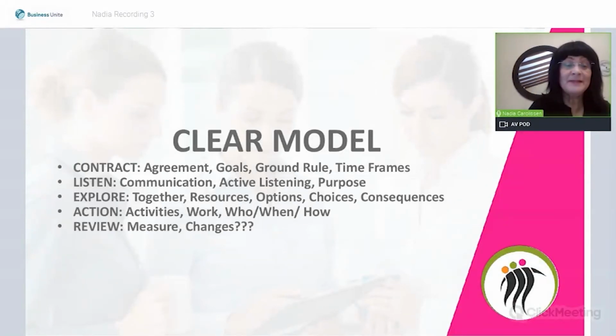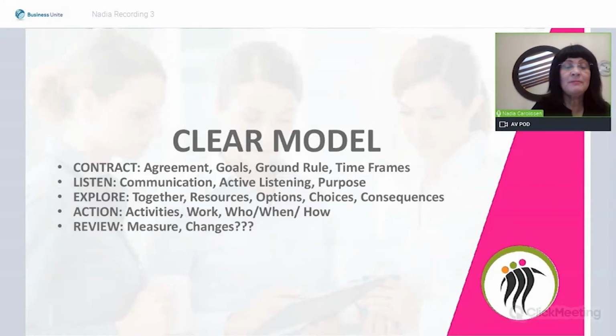Second one, listen, your ability to actively listen. Part of the communication, the conversations that you will have, and only when you actively listen will you be able to respond in a purposeful manner. Explore together. Consider your resources, explore together, identify the options available to you, explore together what are the choices available to you, and important, when you look at the different choices, options, for every option you choose, there is a consequence. Consider, explore the consequences always so that you can make an informed decision.